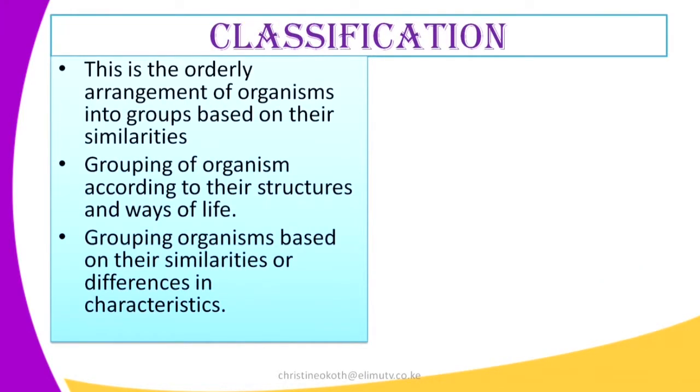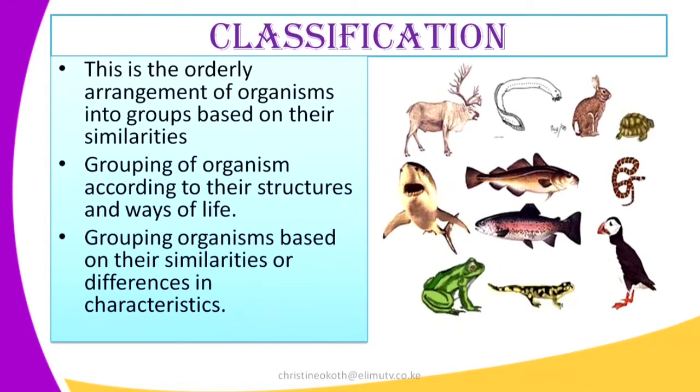So we look at classification. We start by defining what classification is. So what is classification? This is the orderly arrangement of organisms into groups basing on their similarities. We can also say that classification is grouping of organisms according to their structures and the way of life. Structures here would mean either the internal structures or the external structures. And finally, we can say classification is the grouping of organisms based on their similarities or differences in their characteristics.